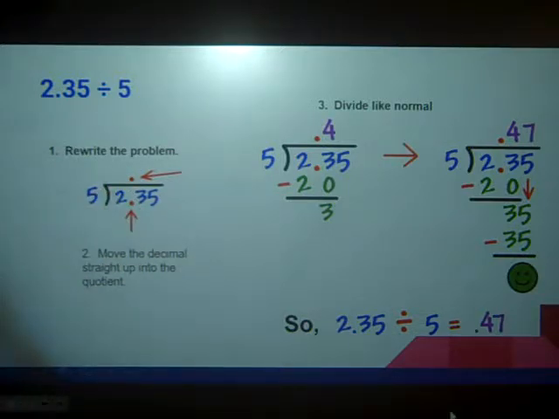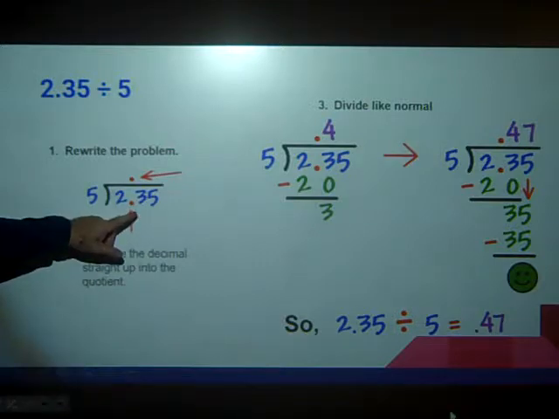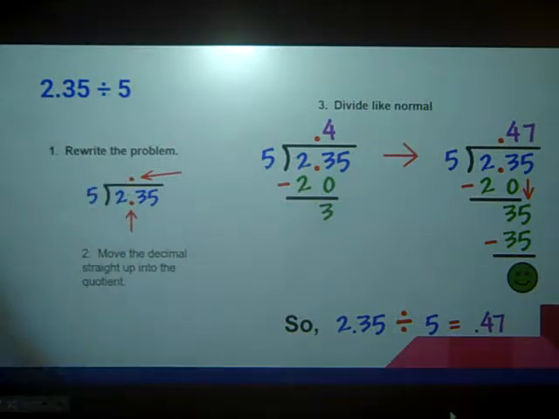That's the only difference. You're literally just taking the dot and putting it on top. Hey, that rhymes. Take the dot, put it on top. It's really a decimal, not a dot. Okay? Step one, rewrite the problem.